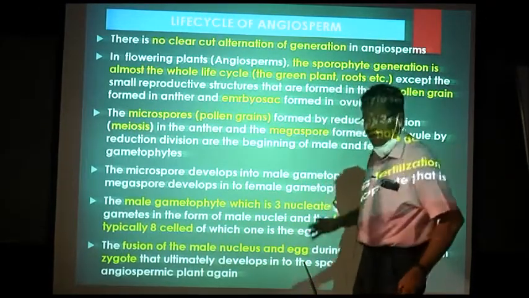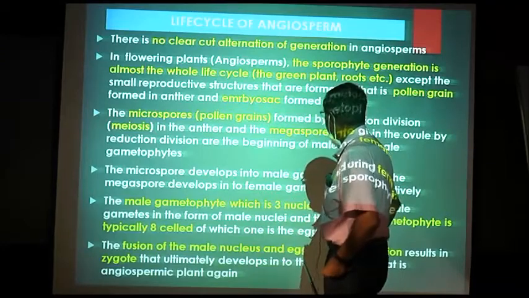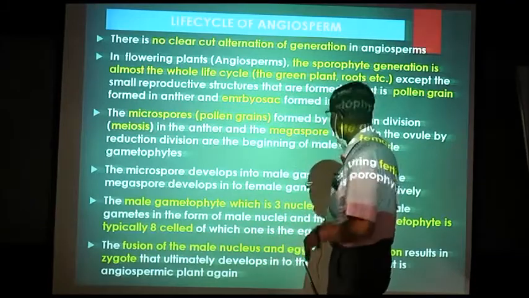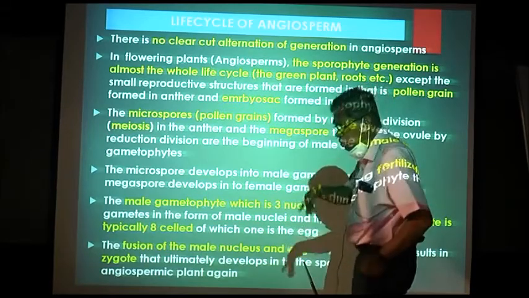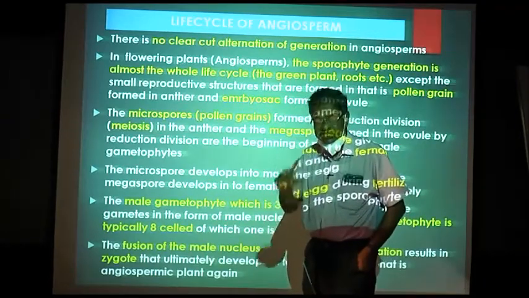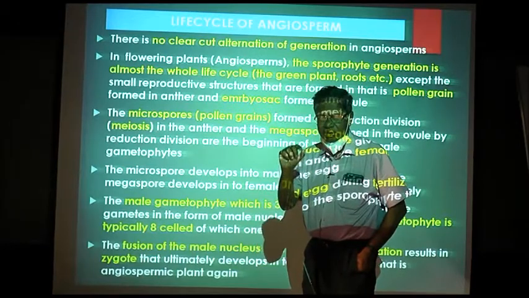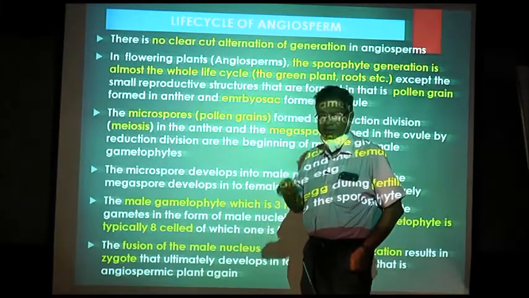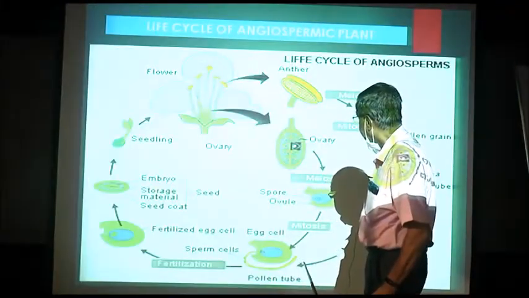Now in case of angiosperms, we have seen the structure of the flower. There is no clear-cut half-half division of sporophyte and gametophyte. Here the sporophyte generation is almost dominating, and the gametophytic generation is restricted only to the anther in some portions and ovule in other. How it is restricted, we will decide. Now I will show it through the diagram.